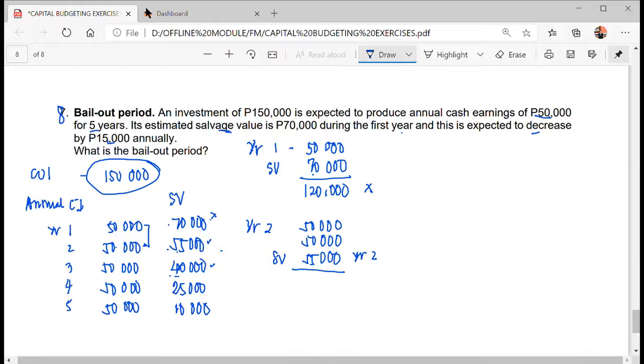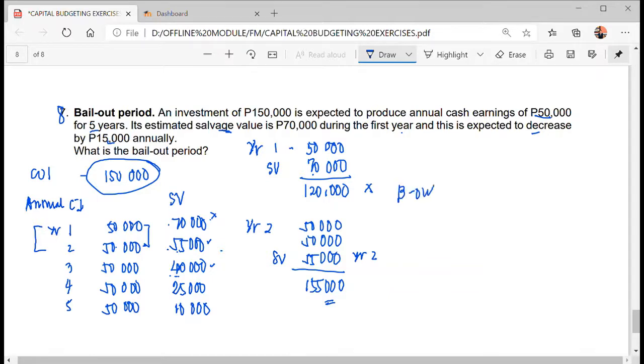So 50 plus 50 plus 55 is 155. Is our initial investment covered? Yes. Therefore, our payback is in between year 1 and year 2, so it is a fraction of year 2. Why a fraction, ma'am, when it is covered in full? Because the total cash inflow in year 2 is 155, while we only need 150. Where in the year do we reach 150,000? That is the exact payback.